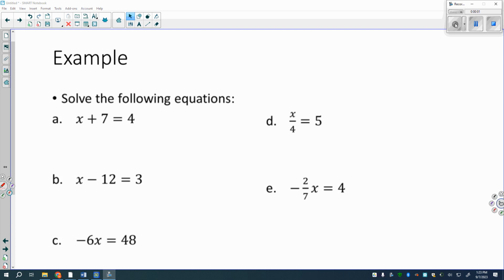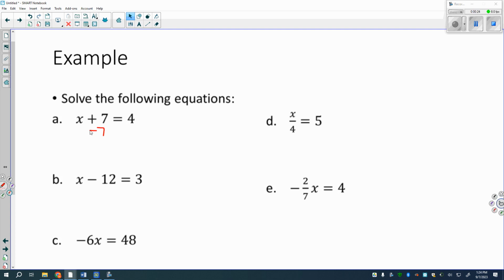Okay, these are examples of how equations may look. On part A here, I'm always going to want to get the variable by itself. That's the key here. X plus 7, I do the opposite or the inverse operation. So I have a plus 7. To undo addition, I subtract. And I subtract that same amount, subtract 7.